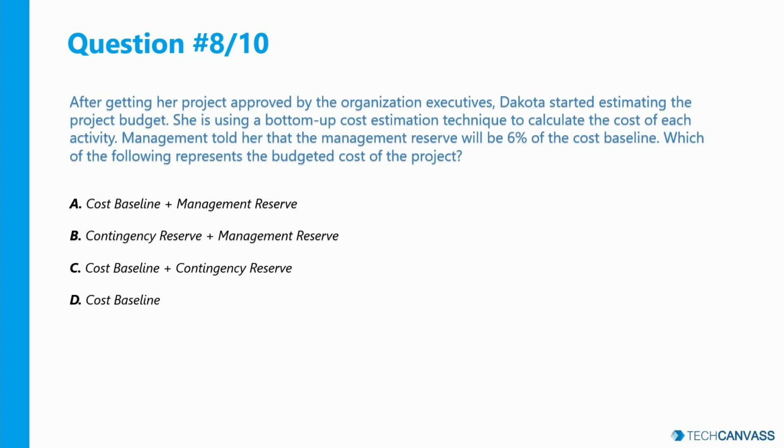Management reserve is needed as part of the project budget to address unforeseen risks. So the difference between cost baseline and the project budget is the management reserve. According to PMBOK, the cost baseline is developed as a summation of the approved budgets for different schedule activities. And so management reserves are added to the cost baseline to produce the project budget. So the right answer is cost baseline plus management reserve, option A.